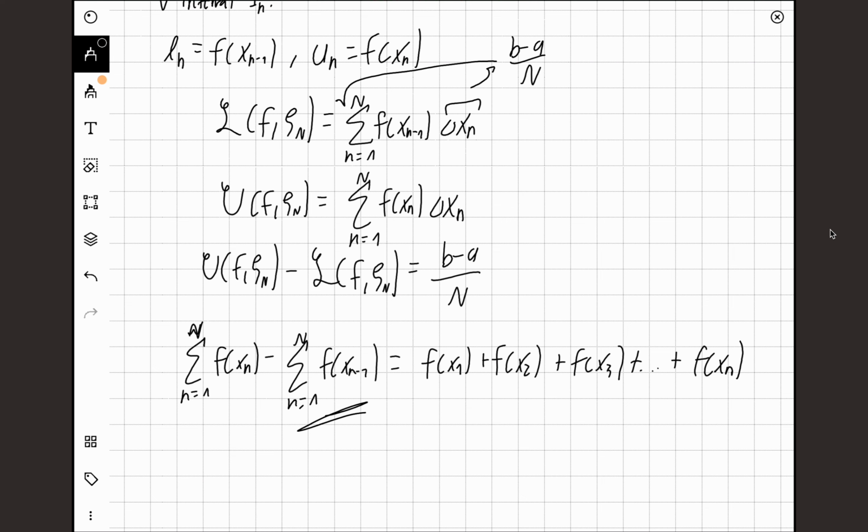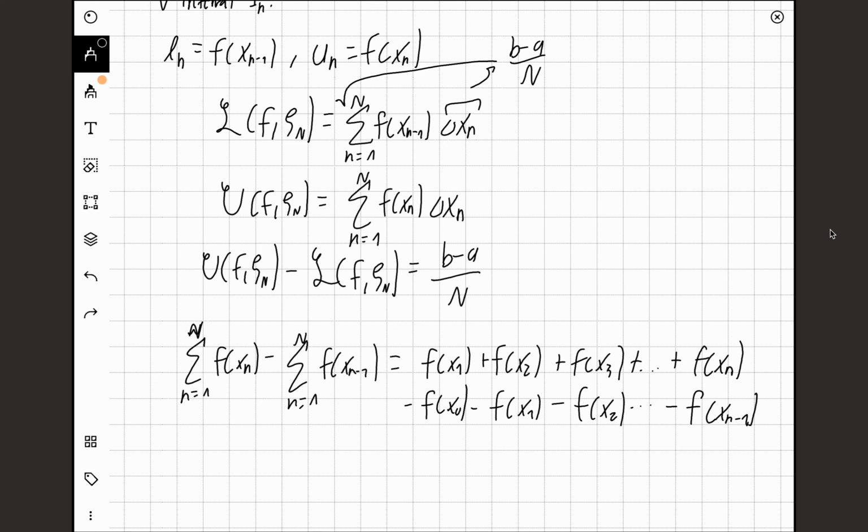And then this over here, if I just expand it, these will all be negative because of the minus in front of them. So the first term will be f of x0, because when n equals 1, n minus 1 equals 0, minus f of x1 minus f of x2, and so forth up to minus f of xn minus 1. Because, again, when n is capital N, that would just be n minus 1.